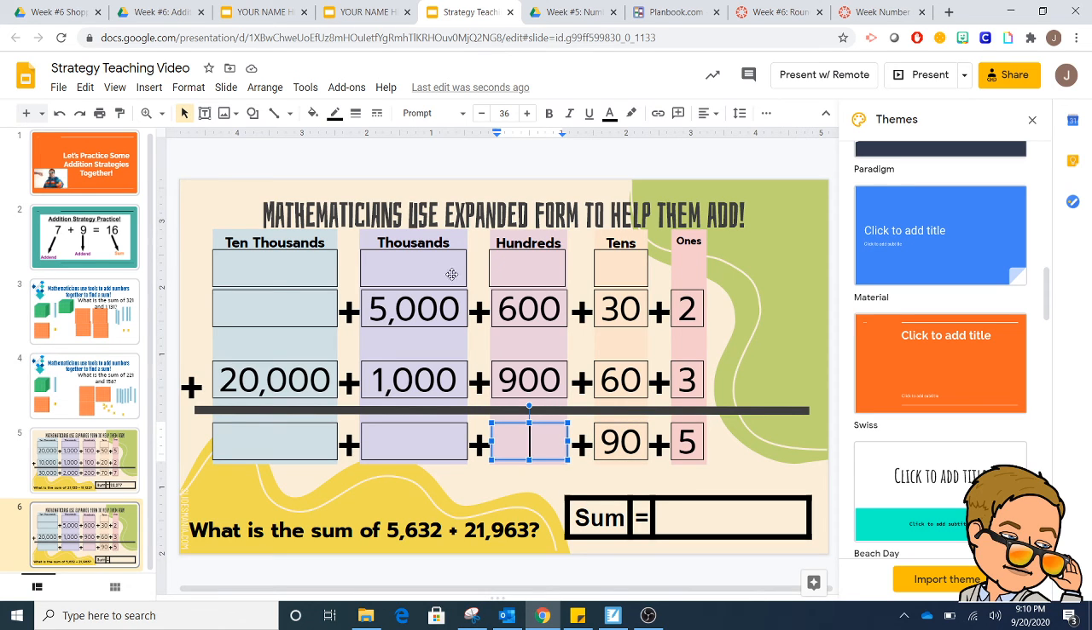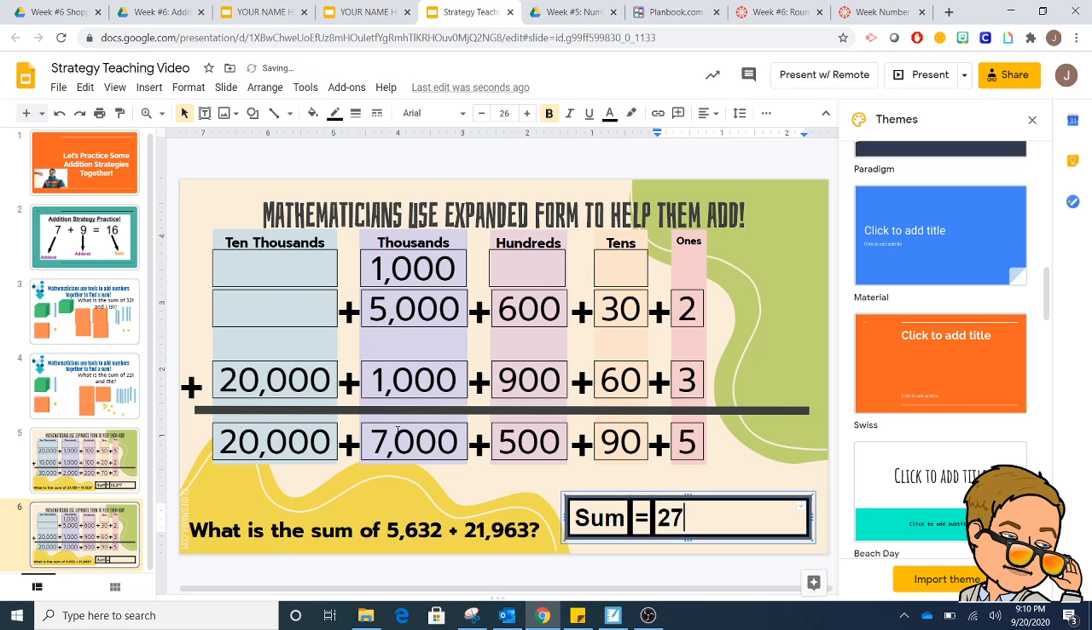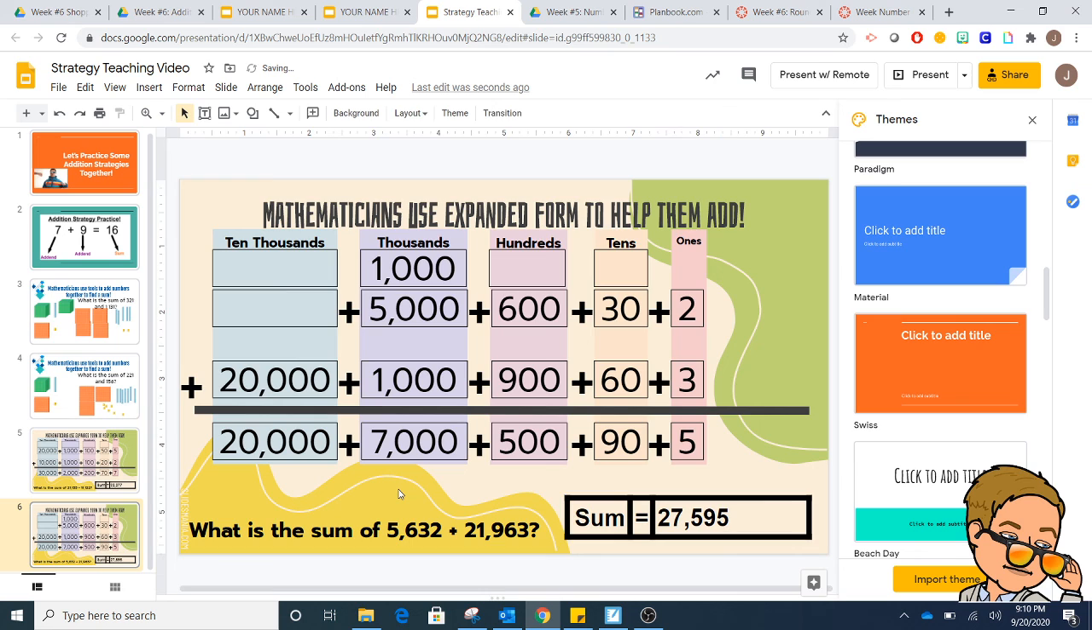And here's where we need to use that extra box because we can only fit up to 900s here, and we have 1,500. So we'll only put 5 here, and then we'll take the extra 1,000 and put it up here. Now we have 1,000 plus 5,000 plus 1,000, and that's 7,000. And then here's 20,000. When we add all those place values together, we get 27,595.